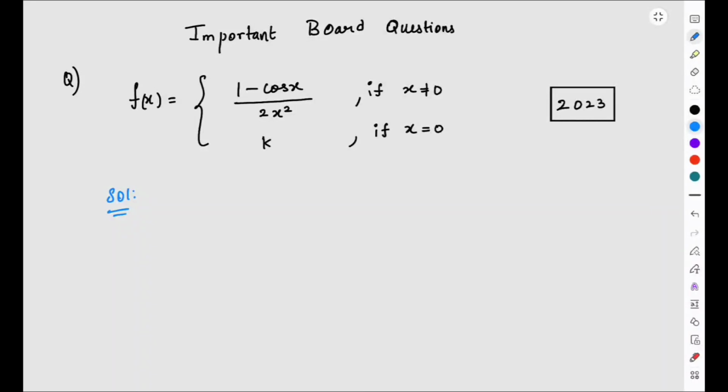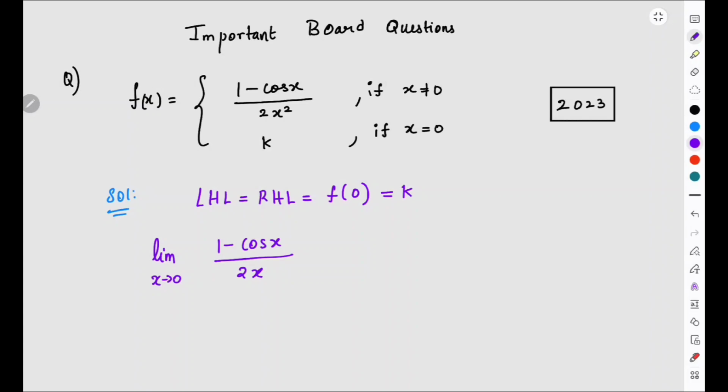The given question is, for what value of k the given function is continuous at x equal to 0. So it's given LHL equal to RHL is equal to f of 0. So we have to find for what value it is equal. Limit x approaches 0, 1 minus cos x divided by 2x square.